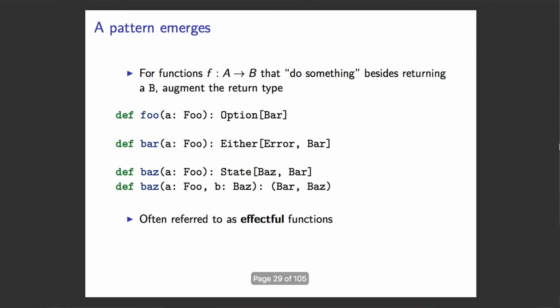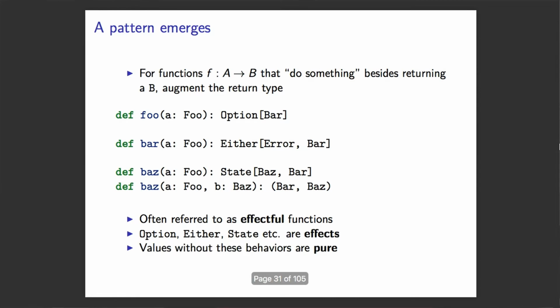And some terminology that I'm going to use throughout this talk, and that you might hear in talking to other functional programmers: these kinds of functions are often referred to as effectful functions. So Option, Either, and State are examples of effects. And values without these behaviors are referred to as pure. If we're looking at just a Bar as opposed to an Option of Bar, you might hear that referred to as a pure value. It's just a value in its own right, and doesn't have any additional behavior with it.